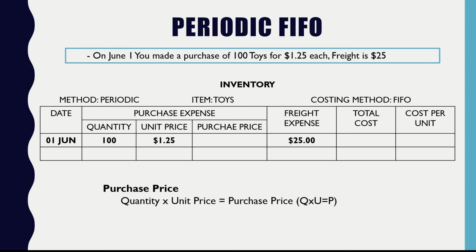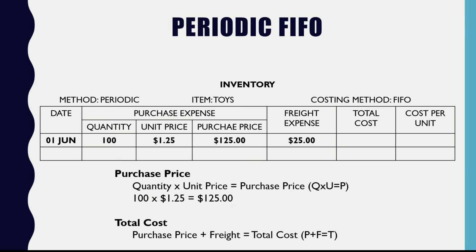So the very first thing is what the date is. How many items did you buy? So quantity was 100. What was the unit price? It was $1.25. And how much was the freight? It was $25. So in this case, we're going to practice filling out each column. My purchase price column is going to contain the formula of my quantity times my unit price. So my quantity is 100, and I'm multiplying it by $1.25.